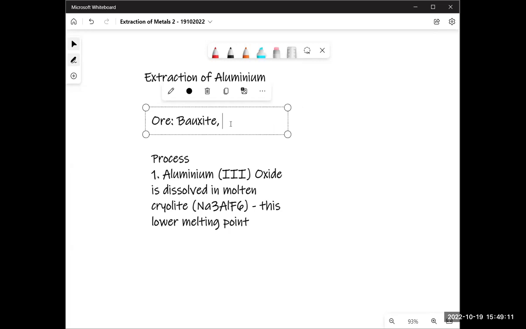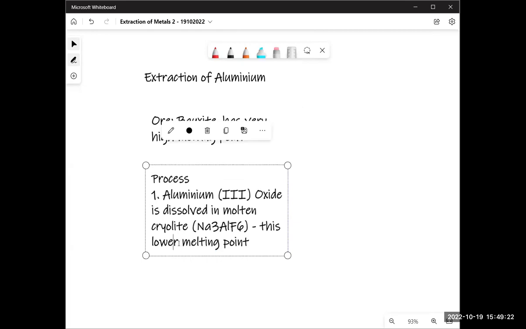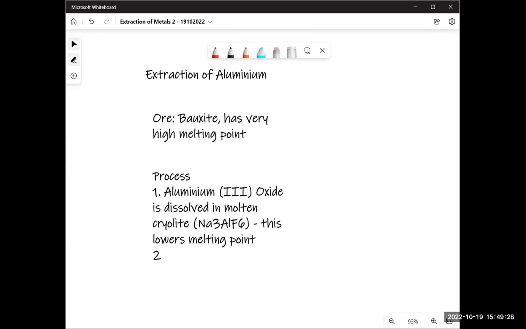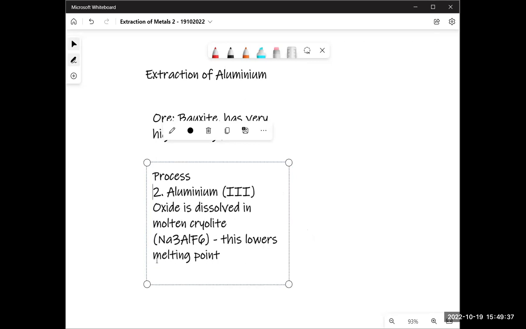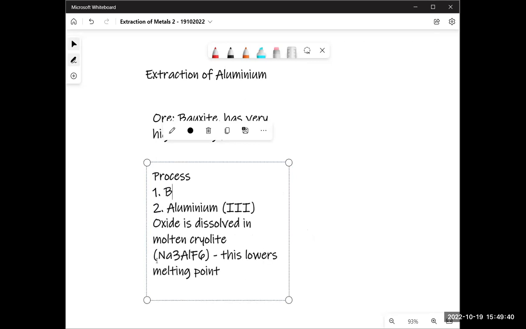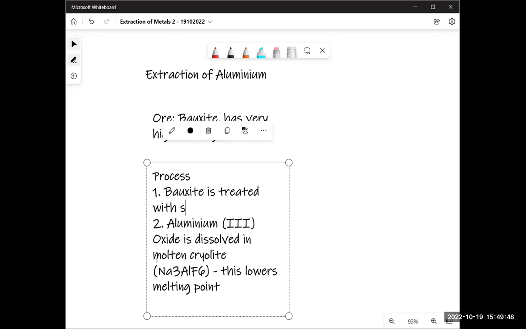Bauxite also has a very high melting point. Now step 2 is, okay, just a second, something is missing. This is step 2. Step 1 is going to be bauxite is treated with sodium hydroxide to get alumina.